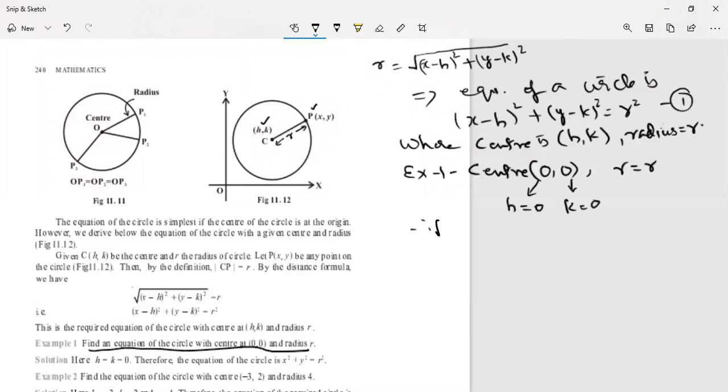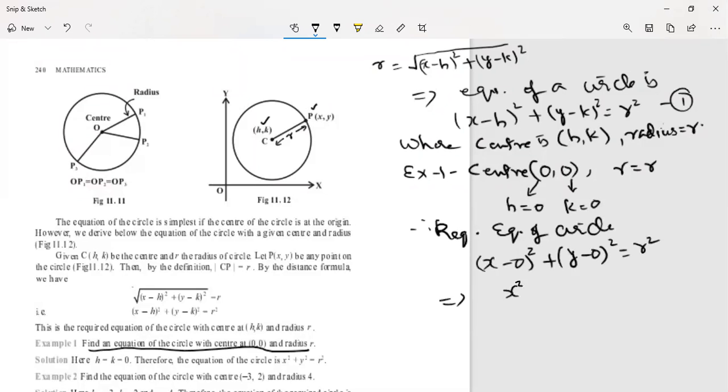Put in the formula. Therefore, the required equation of the given circle is (x minus 0) whole square plus (y minus 0) whole square is equal to r square. So x square plus y square is equal to r square is the required equation of the circle. You remember this formula? We will do the questions on this formula when center and radius are given.